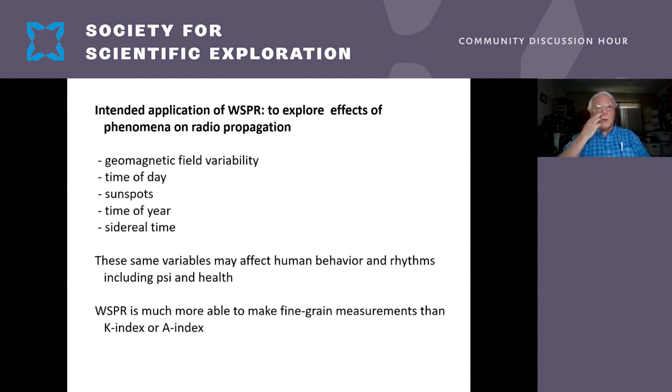What's this for? Well, as I said, the intended application of WSPR is to explore effects of these various phenomena on radio propagation. For example, one of the major things that affects radio propagation is geomagnetic field variability. Classically, the idea is that when you have a geomagnetic storm, radio propagation gets very badly messed up. Well, it turns out, and I've been running WSPR 24 hours a day for about a year to get a good baseline, that's not necessarily true.